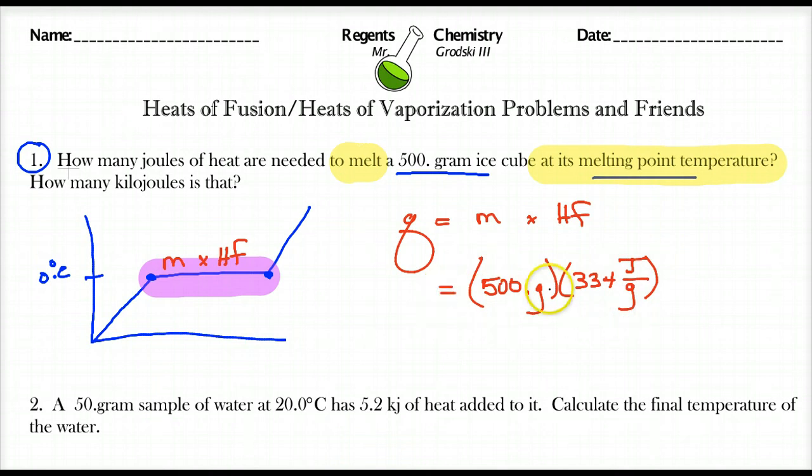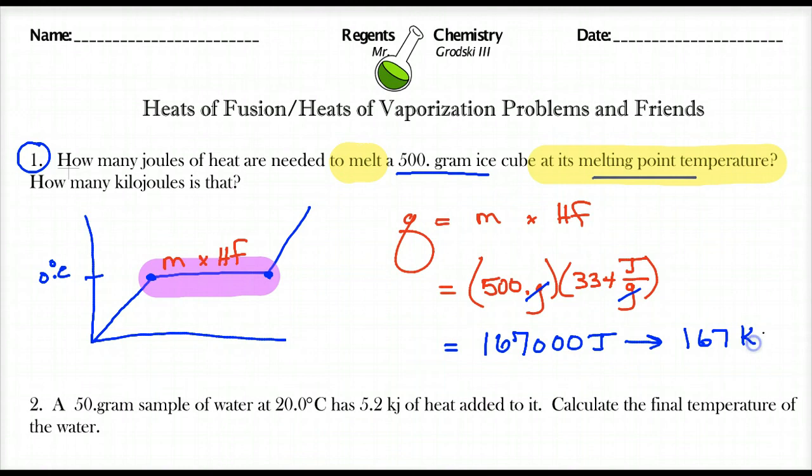Notice what's going to cancel. Grams go. And let's go find our number. Okay, I get 167,000, that's of course joules, because everything cancels but joules, or I can convert that to 167 kilojoules. That's how much energy it takes to melt that ice cube at its melting point temperature. I could not use Q equals mC change in T because there's no change in temperature at its melting point temperature. Okay, let's move on. That's pretty simple, straightforward stuff, and that's a Regents level question. We'll move on forward from that.